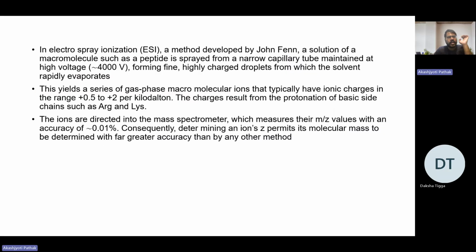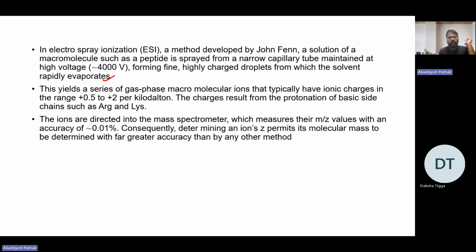Now, electrospray ionization is a method developed by the scientist John Fenn. Here a solution of macromolecules such as a peptide is sprayed from a narrow capillary tube maintained at high voltage, forming fine, highly charged droplets from which the solvent rapidly evaporates. The same thing is explained here. This peptide is sprayed from a narrow capillary tube maintained at a positive, high voltage potential, and this results in the formation of fine, highly charged droplets. As it moves, the solvent evaporates.